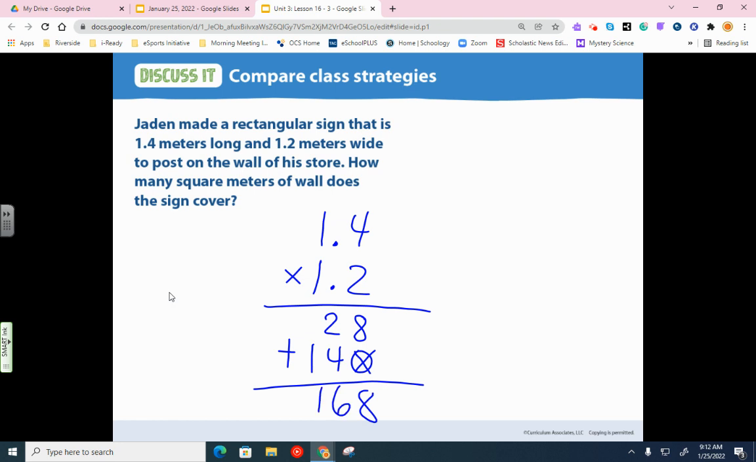8, 6, and 1. So as you remember, we can look at whatever decimal place values we have in our factors to figure out where to put our decimal point in our final answer. And this says we've got to go over 2. So I will go over 2. And our answer is 1 68/100 meters.